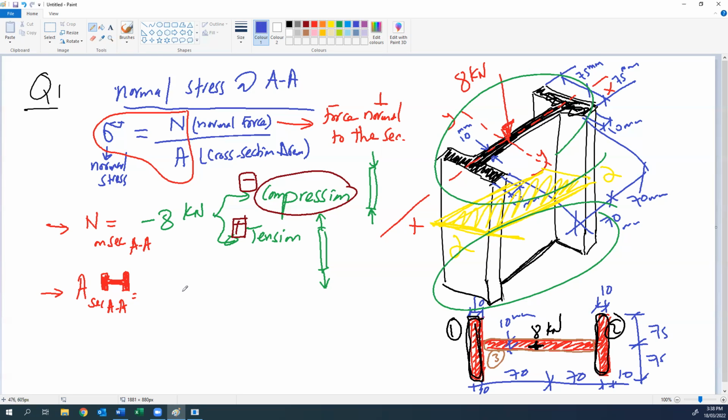We have any one of the flanges, 10 millimeter is the thickness multiplied by the width 150. And I will multiply by 2 because there are two flanges. Plus the web. What is the area of the web?